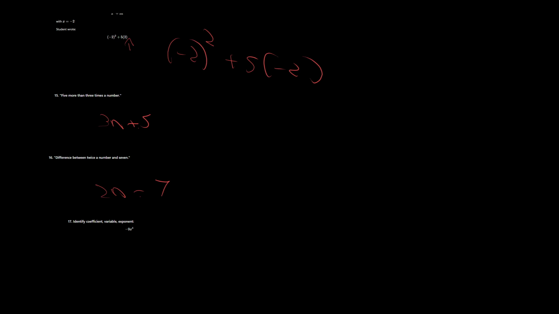Identify the coefficient, variable, and exponent. So our coefficient is -9, because that's what's being multiplied by our variable. And our variable is x. And then our exponent is 4.